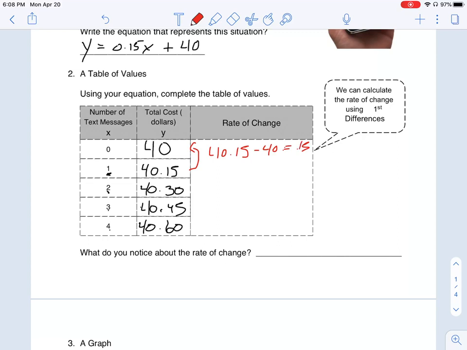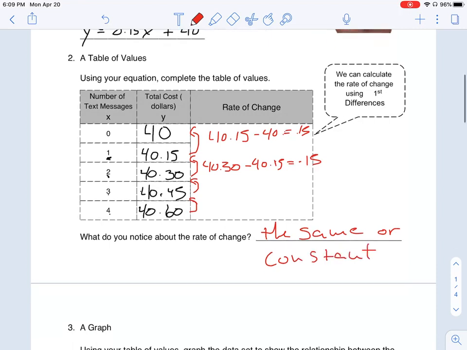Same thing here. We take $40.30 and we subtract $40.15, and we would get 0.15. And we would do the same for every step. We would notice that the rate of change is the same, or constant. We're looking for that constant rate of change.